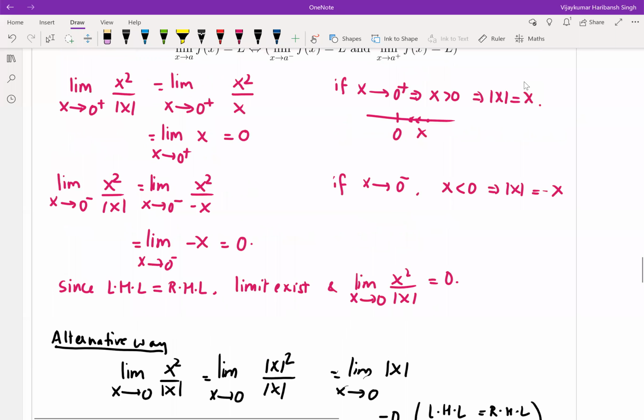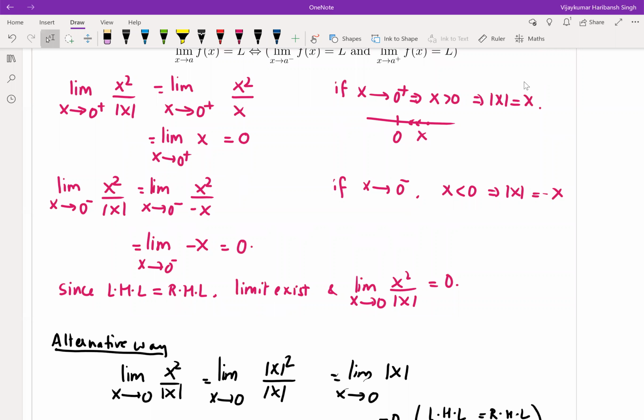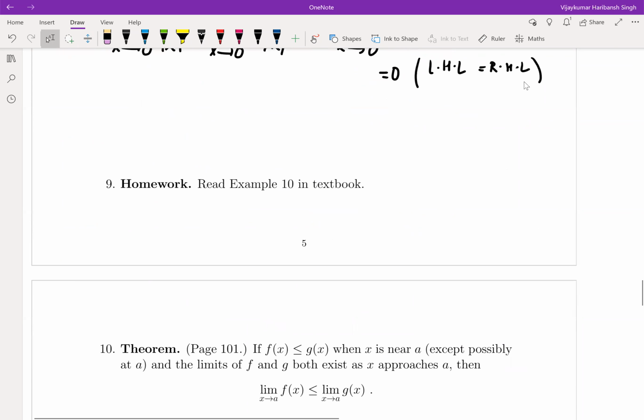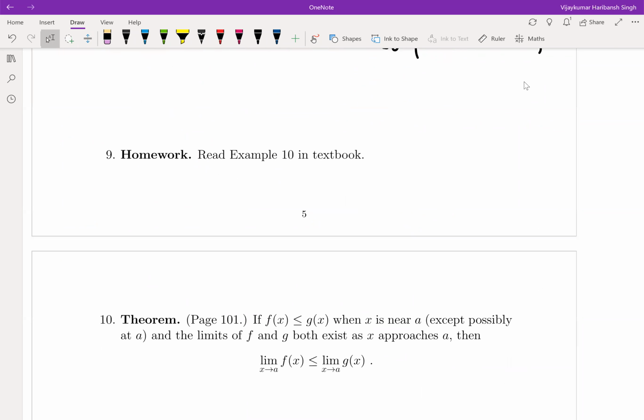Although I prefer the first one, because there you really get to see what is happening. Not doing this simplification right away basically leads you to have a better insight into what is happening in the problem. Anyway, so let's move ahead. Are there any questions or comments in this area? All right, so let's move ahead. You should do example 10 from the textbook.